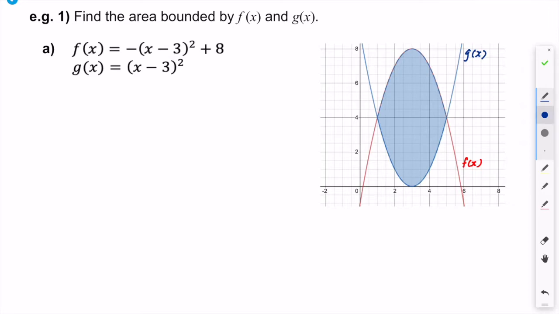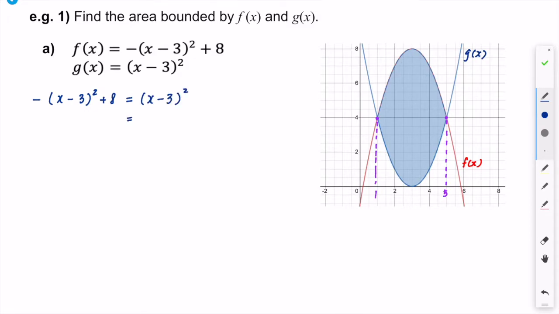So let's take a look at the starting point and the end point. With the graph, it's easy to tell that we're going to have to find the integral from 1 to 5. You can also do this algebraically. So let's start by setting f of x equal to g of x. I have negative (x minus 3) squared plus 8 equals (x minus 3) squared.